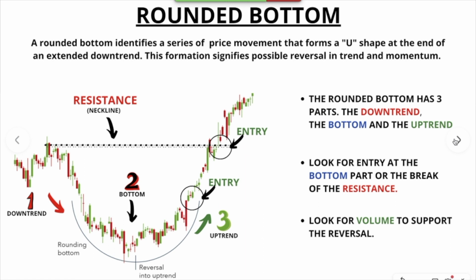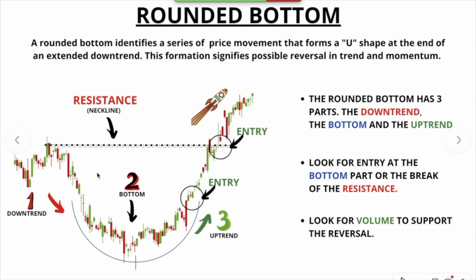So our next pattern is a rounded bottom. So this is also a bullish reversal. A rounded bottom identifies a series of price movements that forms a U shape at the end of an extended downtrend. This formation signifies a possible reversal in trend and momentum. So looking at the rounded bottom, a few of you guys may look at it and it probably resembles a cup and handle, but you will come to see that there is a difference between the two. They do look familiar, but there is a slight difference.